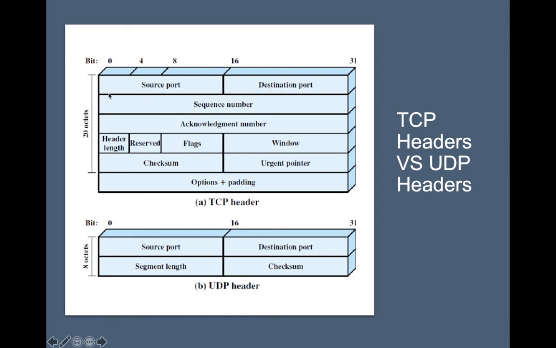Then you have the sequence number. Whenever you are transmitting, the sequence number is incremented with each byte. For example, whenever you start the connection, the SYN is always 1 byte, so the sequence number will be incremented by 1. The sequence number length is 16 plus 16, so it is 32 bits or 4 bytes. The sequence number's total length is 4 bytes.